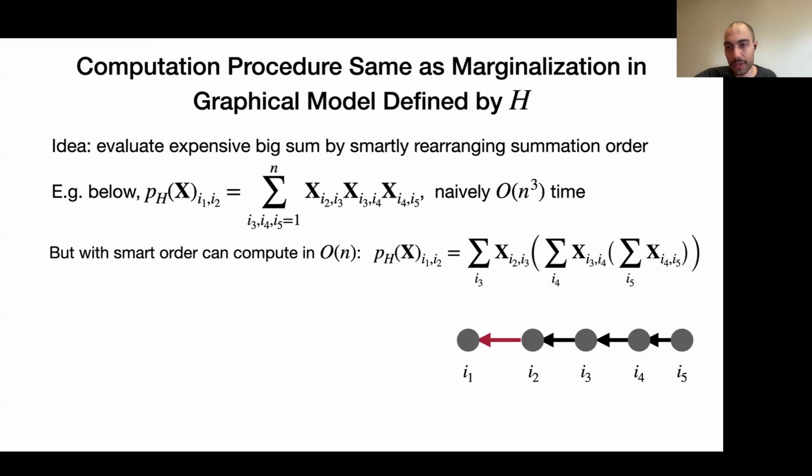We start first with a summation that does summation over I4. Note that I4 factors out, and we can contract this node in a way to remove it from the computation.